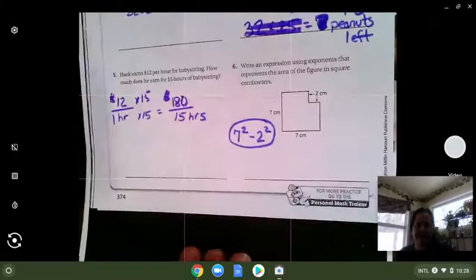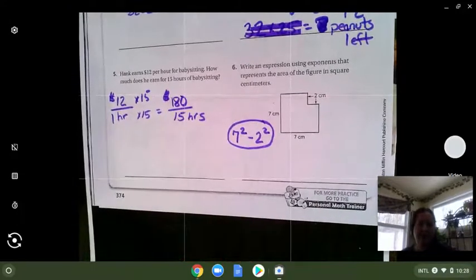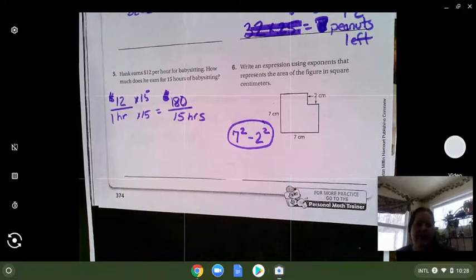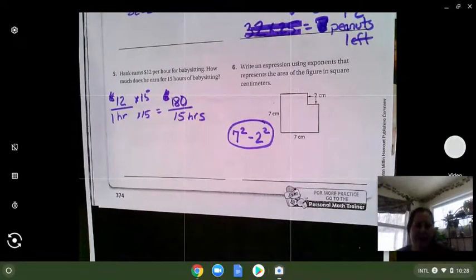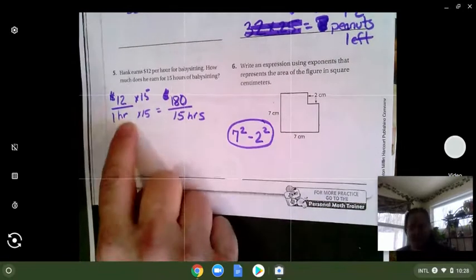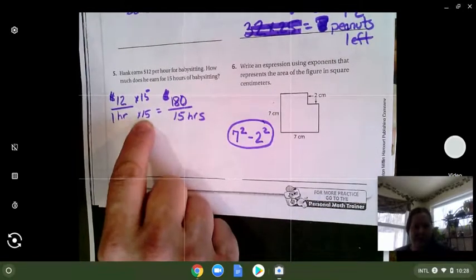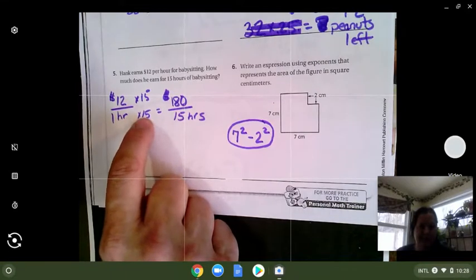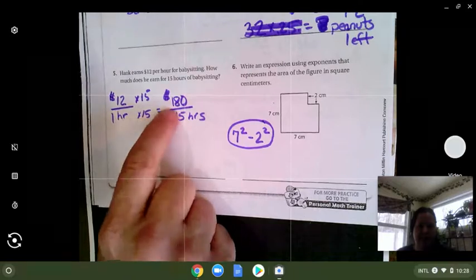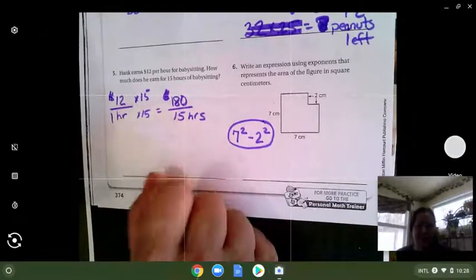All right, number 5. Hank earns $12 per hour for babysitting. How much does he earn for 15 hours of babysitting? So we have $12 per hour. That's our unit rate. And we're going to babysit for 15 hours. You multiply by 15 on both the top and the bottom. We get $180 for 15 hours of babysitting.